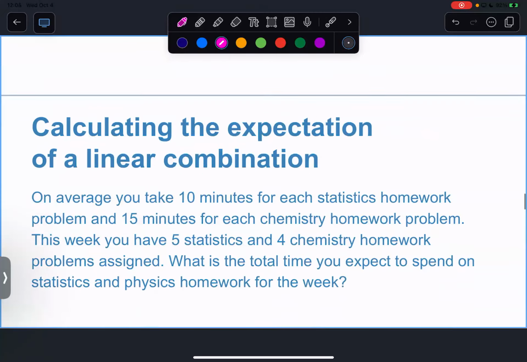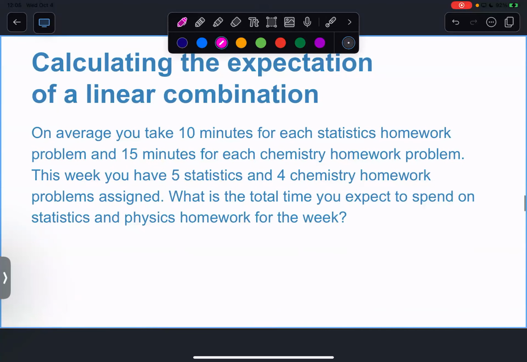So they've got this scenario. If on average you take 10 minutes for each statistics homework problem and 15 minutes for each chemistry homework problem, I guess maybe that's better for me. If this week you have 5 stats problems and 4 chem homework problems assigned, what's the total time you expect to spend on statistics and physics homework?